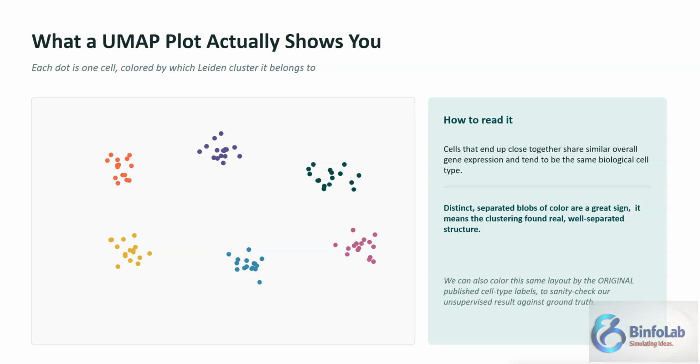We can also color the same layout by the original published cell type labels. Now I don't know which cell type you will use, but in our demonstration we will address this, to sanity check our unsupervised results against ground truth. Okay, so that was all about the Leiden algorithm and the UMAP.